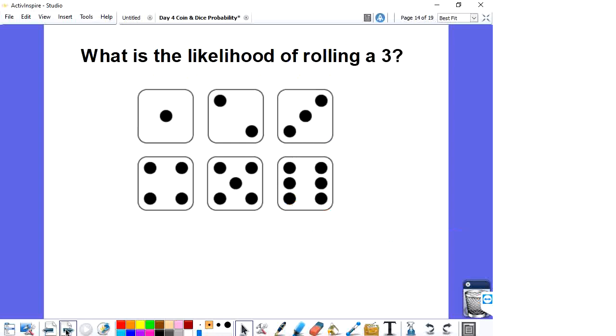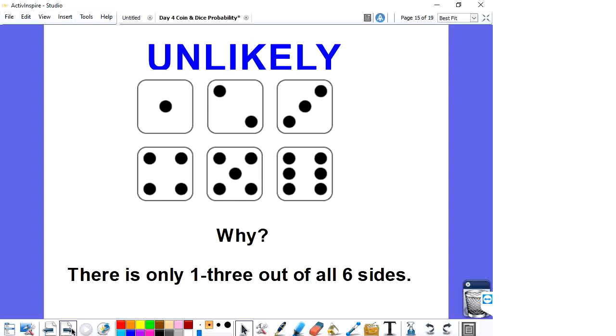Let's take a look at another question about a die. What's the likelihood of rolling a 3? Pause your video. When you're ready, unpause it. Now that you've unpaused it, let's take a look. Unlikely again. Why? Because there's only one 3 out of all 6 sides. You have a 1 out of 6 chance, just like rolling a 6.